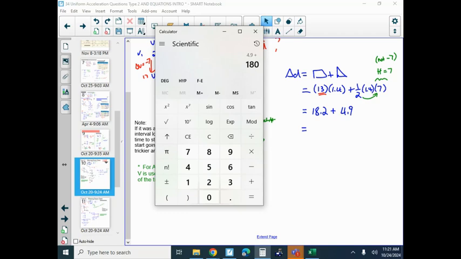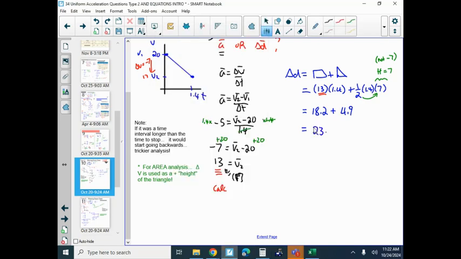Darn it, what did I do? 4.9 plus 18.2. All right, 23.1 meters. And again, you can tell it's a plus here, so it's meaning forward, right? Therefore, your statement would be to do with that and that. I don't know why I'm still writing in green, but survivable, right? So that is the method for that.